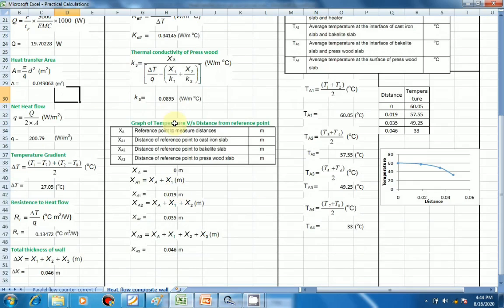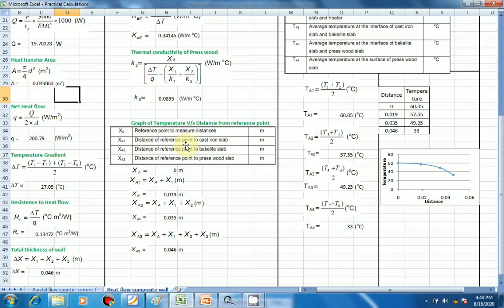Then we need to draw a graph of temperature versus the distance from the reference point. Okay, so we took the values of XA, XA1, XA2 and XA3. XA is nothing but what? It is the reference point to measure distance. We express it in the unit of meter. So as this point is lying on the surface of the heater only, the value of XA is equal to 0.